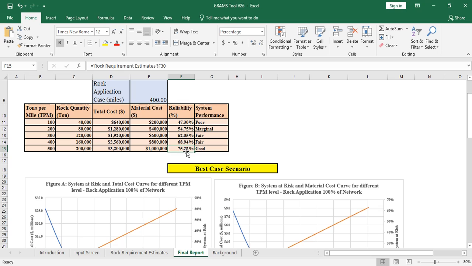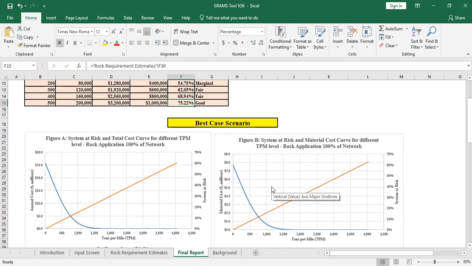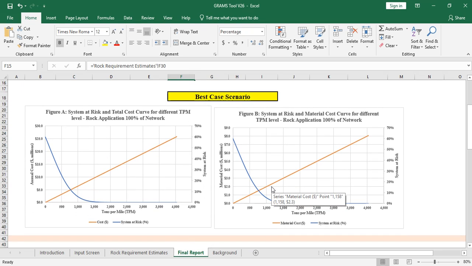It indicates with 500 tons per mile rock application, approximately 25% of the roadway network will have unacceptable behavior. The remaining 75% will have satisfactory performance. These are our graphs of risk and reliability, cost and TPM graph.